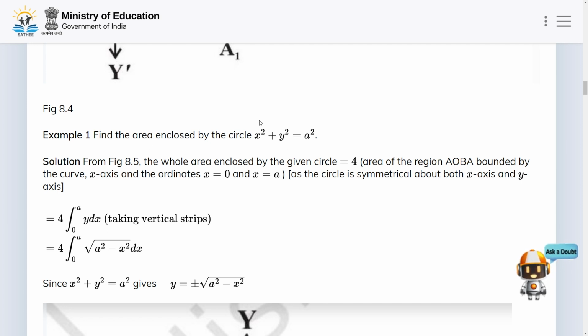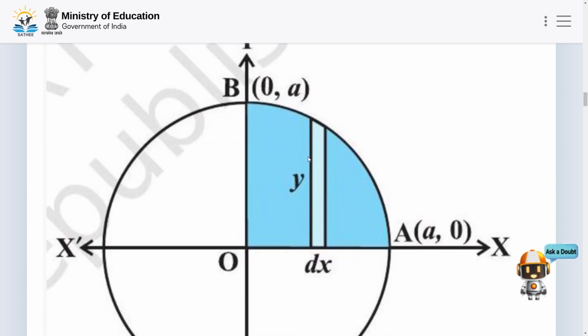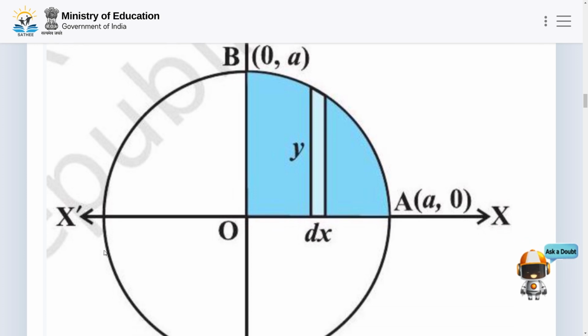For example, here, first of all, this is your circle with center origin and radius a. So make it. As you can see, your rough diagram will be like this: center 0, 0 with radius a. You have these points like this. Now you have to find this whole area.